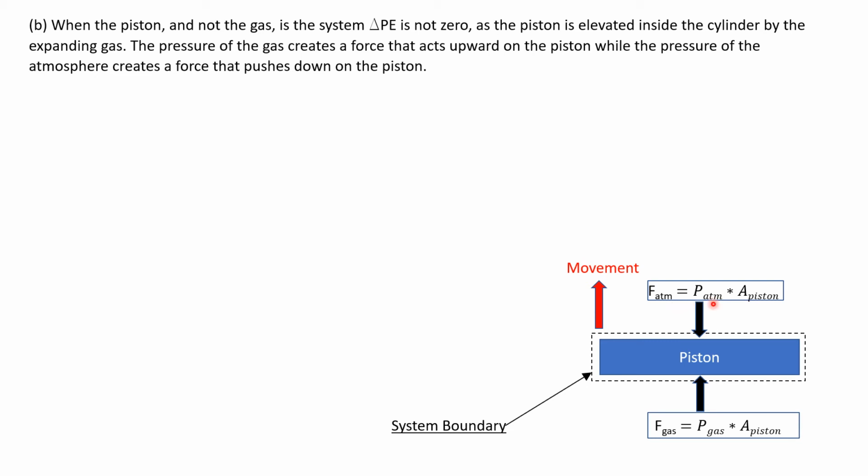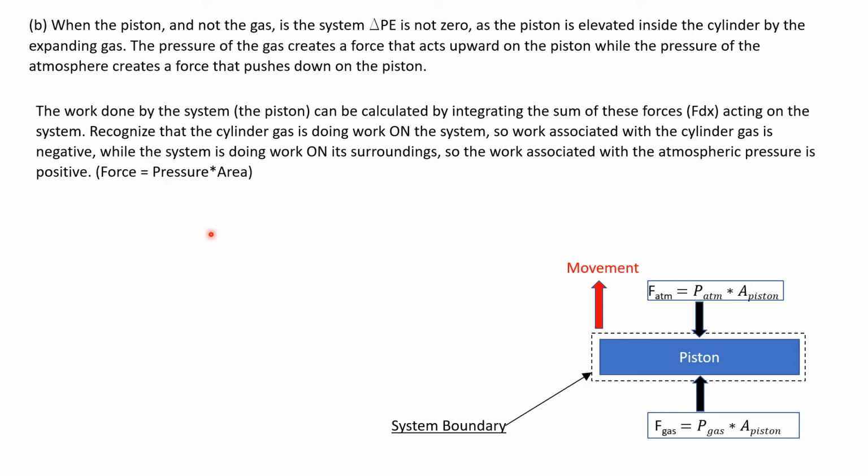Now we know that the atmospheric pressure is pushing down on the piston, and the pressure of the gas inside the cylinder is pushing up on the piston. And so there is a force equivalent to the atmospheric pressure times the area of the piston pushing down. And there's a force equivalent to the gas pressure times the area of the piston pushing up.